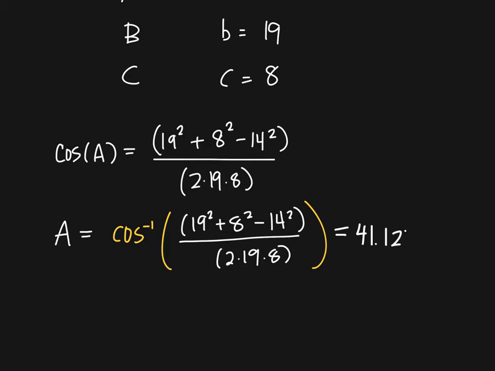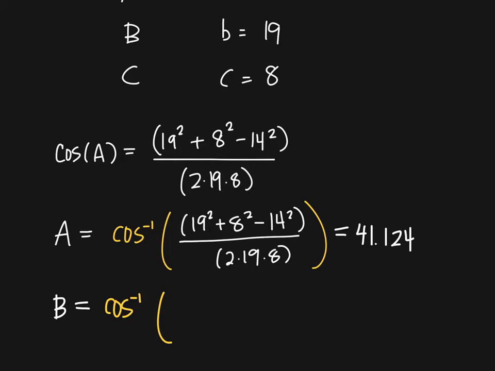41.124. Okay, then I asked you to move on to find B. B would be the cosine inverse. And then you just got to make sure you change the order of what you would have on the inside. So the one inside would then be 19 squared plus 14 squared minus 8 squared. So make sure you change the order on that to have that be right. And you'll have to change the order of the denominator also in order to have B.